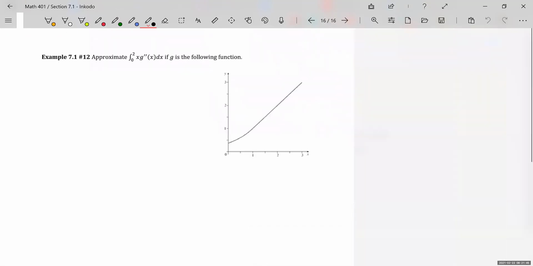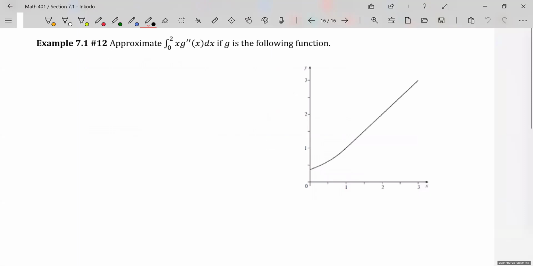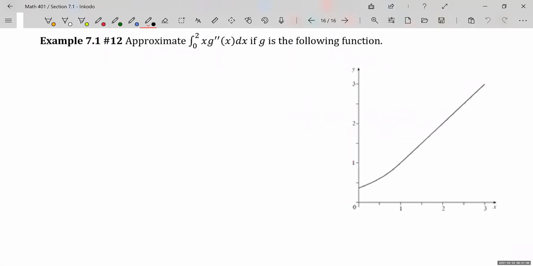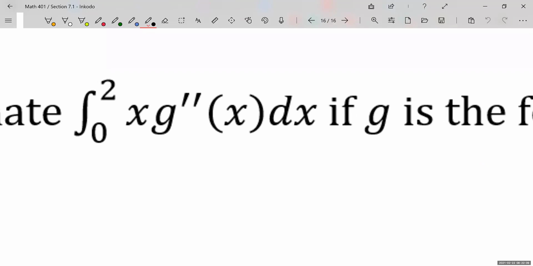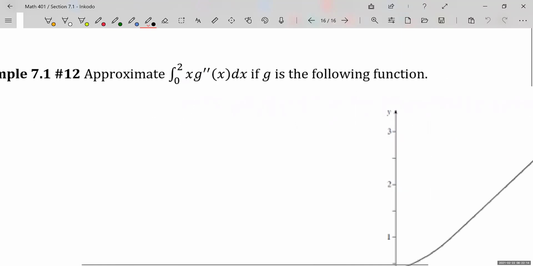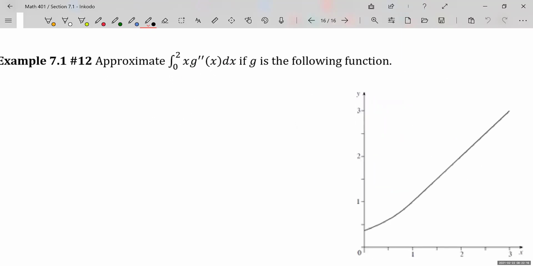And the last example that we have in this section is more for my benefit because I like this stuff. And I suppose for yours as well, you've seen problems sort of like this on a homework where they don't tell you the functions, but they give you a picture and they say, tell me something about this. My Calc 1 students see this all the time. So approximate the area underneath the curve x g double prime from 0 to 2 if g is that function graphed to the right.